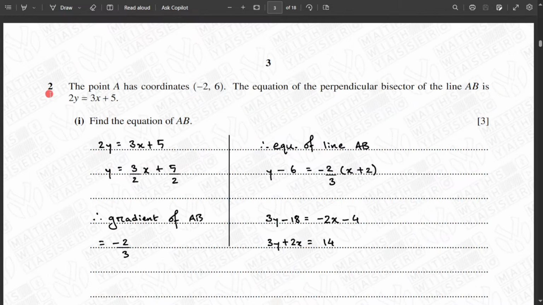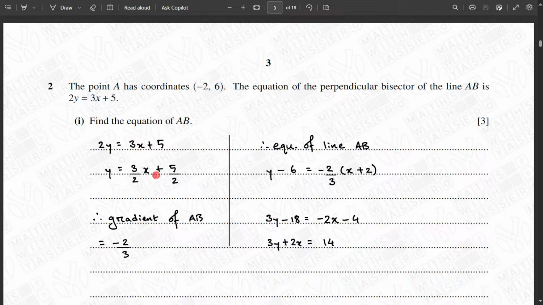Question number 2 says the point A has coordinates (-2, 6). The equation of the perpendicular bisector of the line AB is 2y = 3x + 5. We need to find the equation of AB. So let's first convert this equation into the form y = mx + c. That will become y = (3/2)x + 5/2. So the gradient of AB, this is the equation of the perpendicular bisector.